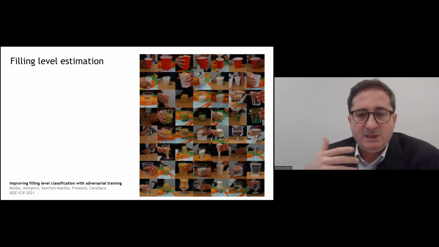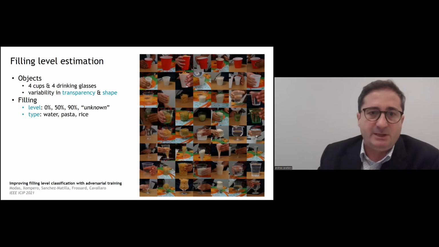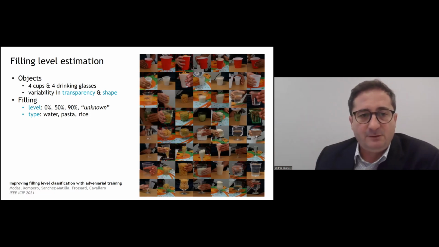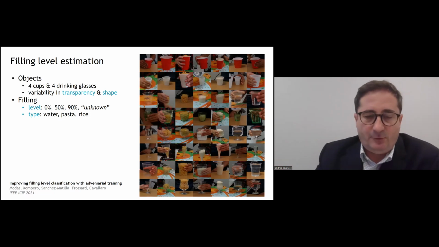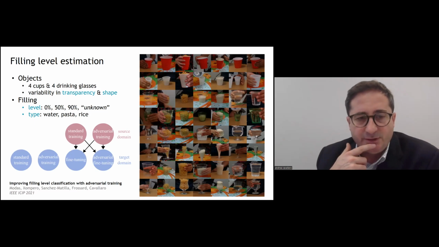So we wanted to see how we could use already pre-trained models and then refine their training in order to improve the filling level estimation. We considered 4 types of caps and 4 drinking glasses with variability in transparency and shape, and 4 levels of filling: no filling, half or full or unknown filling, and 3 types of content. And we looked at a number of ways in which we could train based on the CORSMAL Containers data set.